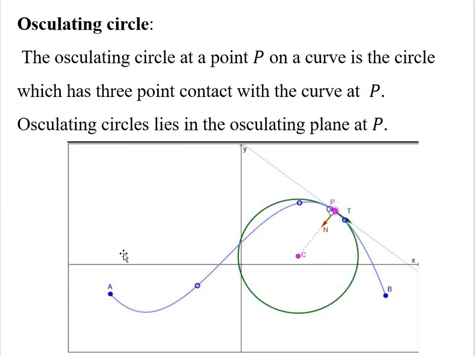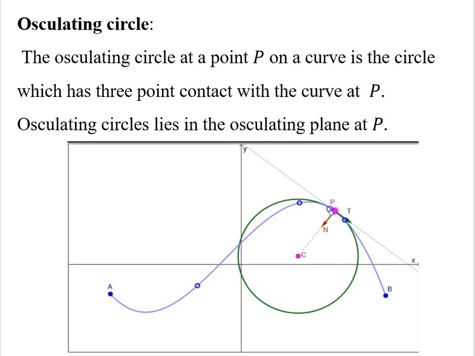Now let us see this figure, the xy component. We are taking a curve AB. At the point P, a unit tangent line can be drawn passing through the point P. From this point P, we can draw the curve, and it will form some curve. The curve will be called a 3-point contact. We will call it an osculating circle.